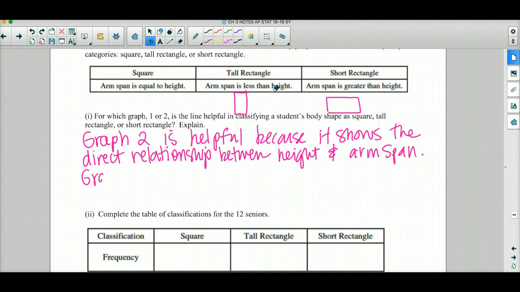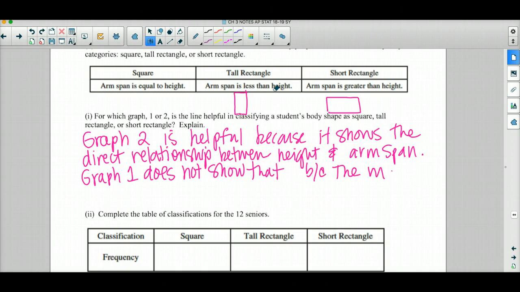Graph 2, or graph 1, I'm sorry, graph 1 does not show that because it has a slope other than 1 and a y-intercept other than 0. Graph 1 does not show that because the slope does not equal 1 and the y-intercept is not 0.